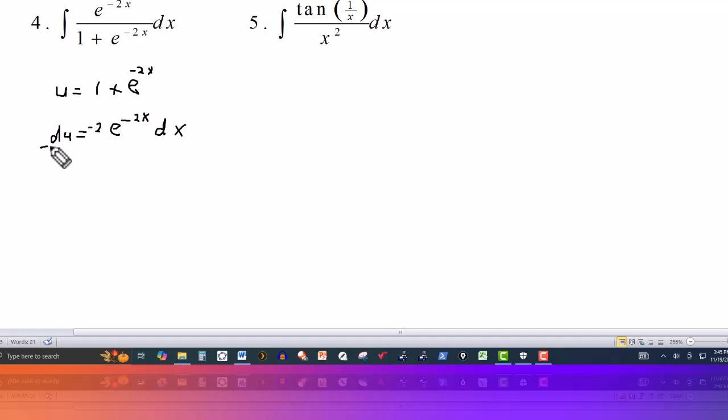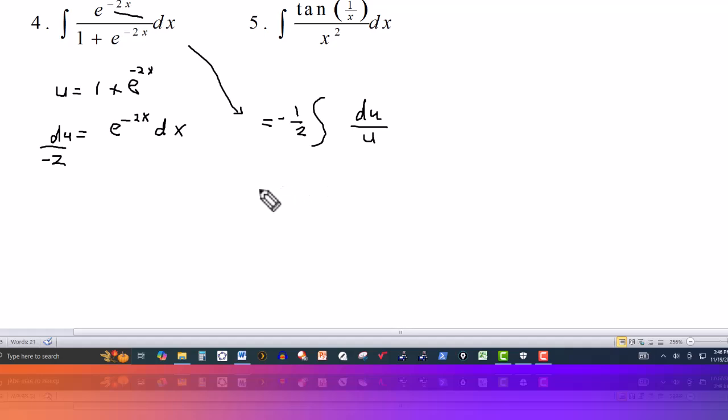Divide both sides by negative 2 here. The negative 2 cancels on the right side, and we get e to the negative 2x dx is equal to du over negative 2. So we come back over here then and say equals the integral, e to the minus 2x dx, that's this product in the numerator, is du over negative 2, so this will be du. The minus 1/2 I'll put over here, and over here is 1 plus e to the minus 2x, but that's your u.